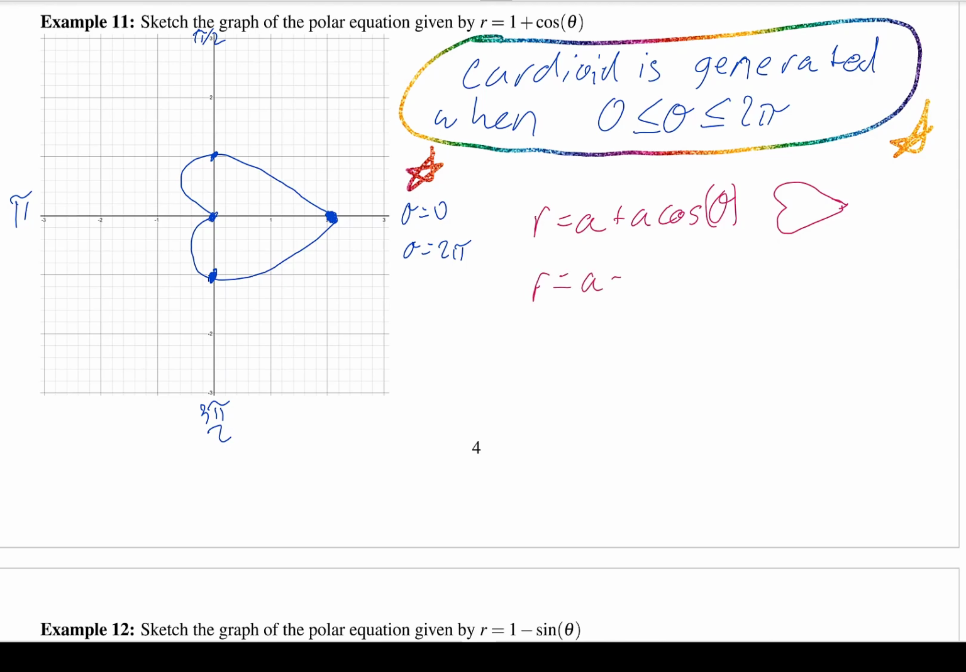Similarly, if I have a minus a cosine theta, a minus a cosine theta, then it would look something like, oh boy, how do we draw this?